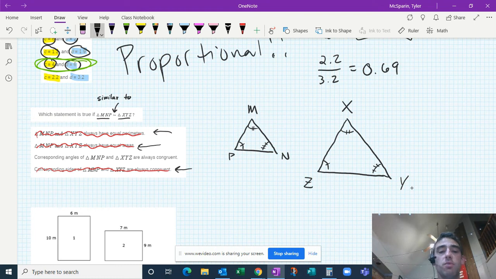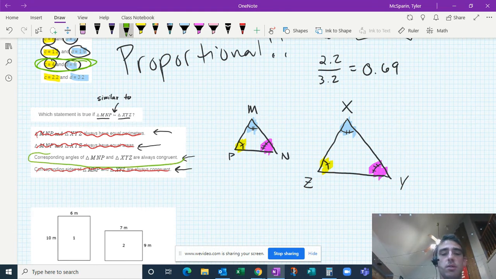Now, this one that we left only talks about angles, and look, we know the angles are congruent. Those are corresponding and congruent. Those are corresponding and congruent. So that means that the third one is my correct answer. Angles stay the same, sides are different.